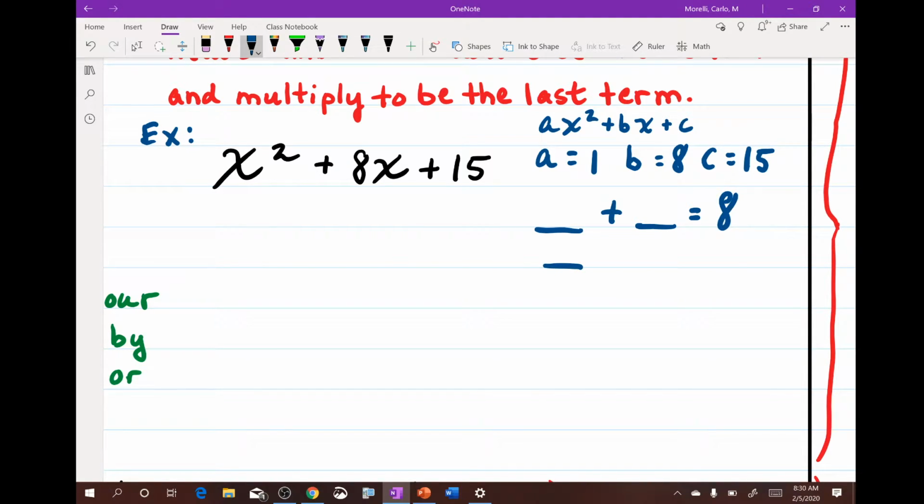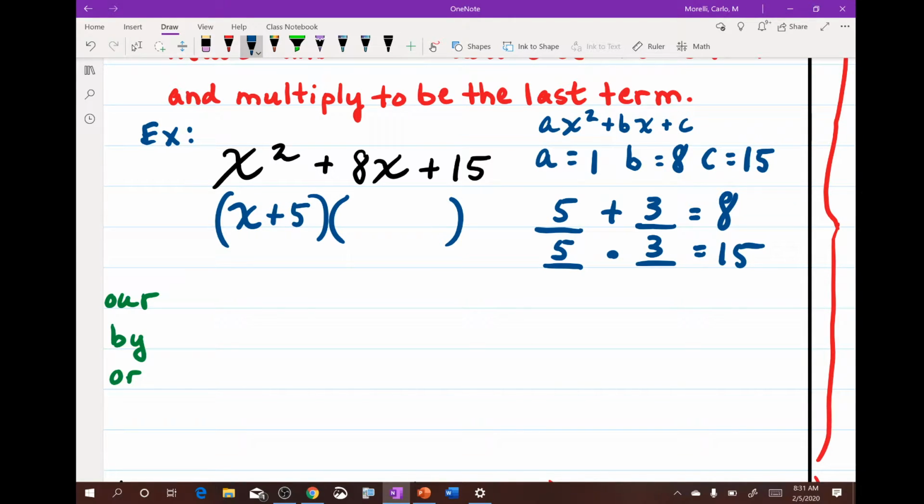So we need two numbers that add to equal 8 and multiply to equal 15. There it is. 5 and 3. So 5 plus 3 is 8. 5 times 3 is 15. x plus 5, x plus 3.